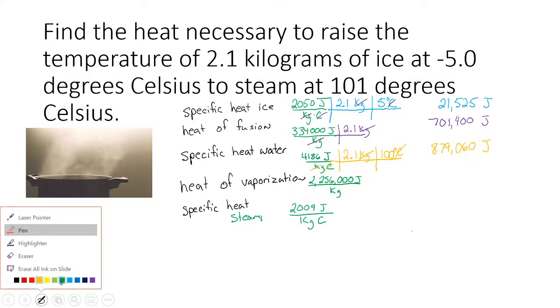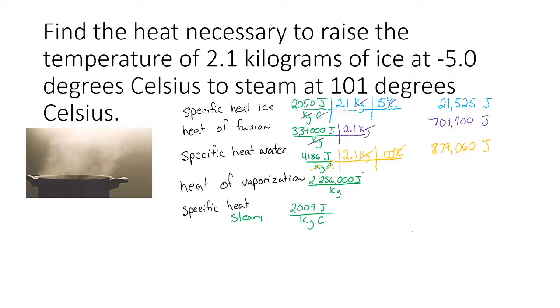So the next thing I'd like to do is vaporize this water through boiling, sublimation, whichever way you want to do that. So I'm going to take the heat of vaporization and multiply it by 2.1 kilograms. Kilograms are eliminated from the problem. So we'll get 2,256,000 joules times our 2.1 in order to get 4,737,600 joules.